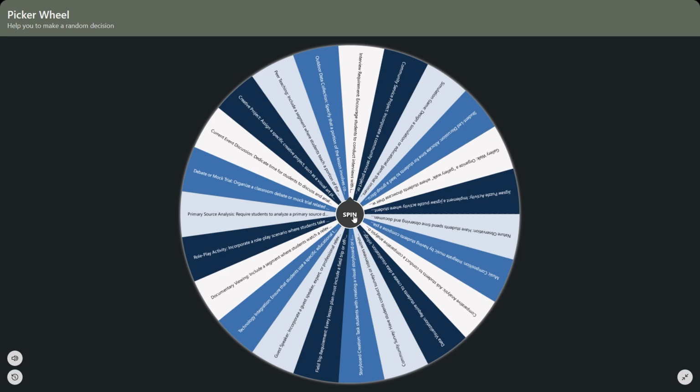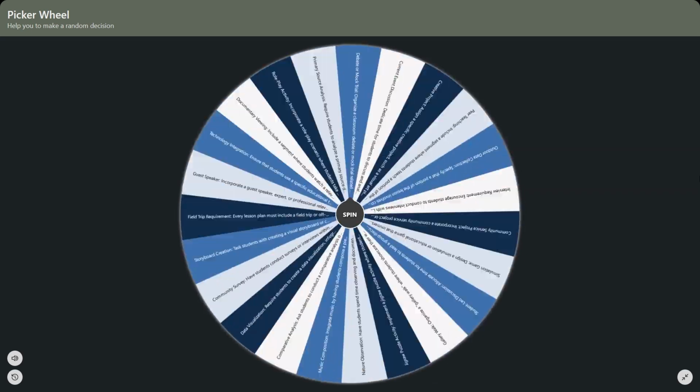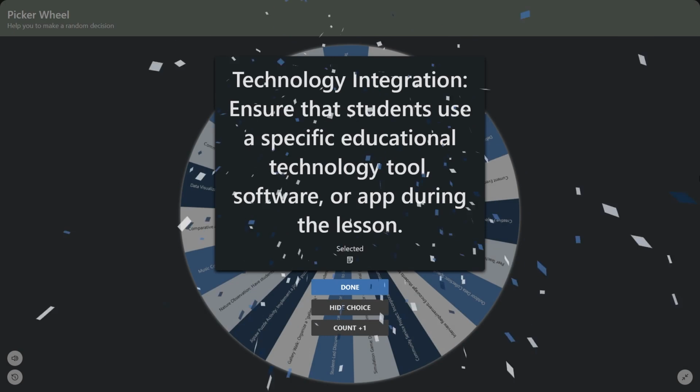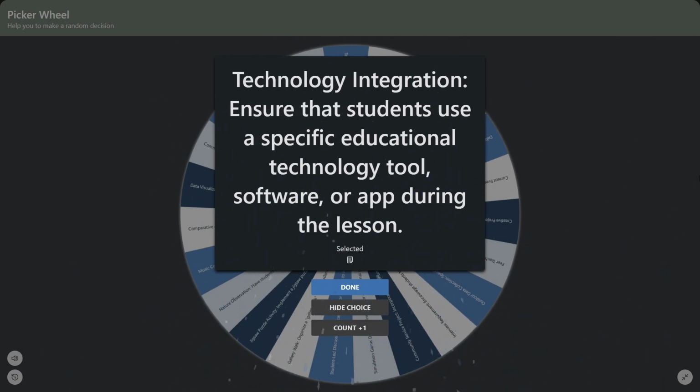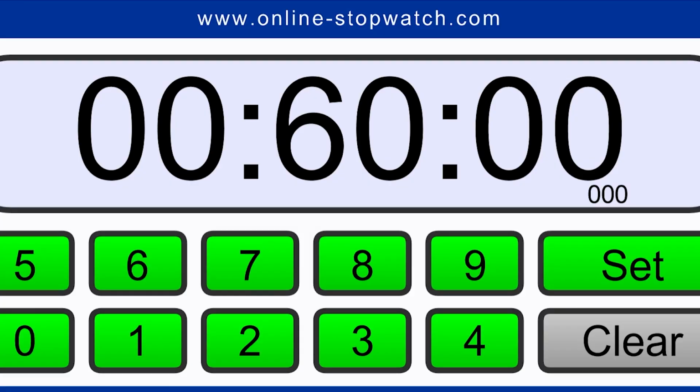All right, let's spin for creative confines. Technology integration. Ensure that students use a specific educational technology tool, software, or app during the lesson. This is like a technical challenge in a cooking show, right? Like you're given a set of ingredients and you have to see how those ingredients are expressed throughout the dish. 60 minutes on the clock. Do you have any questions before we start, Nick? I do not.